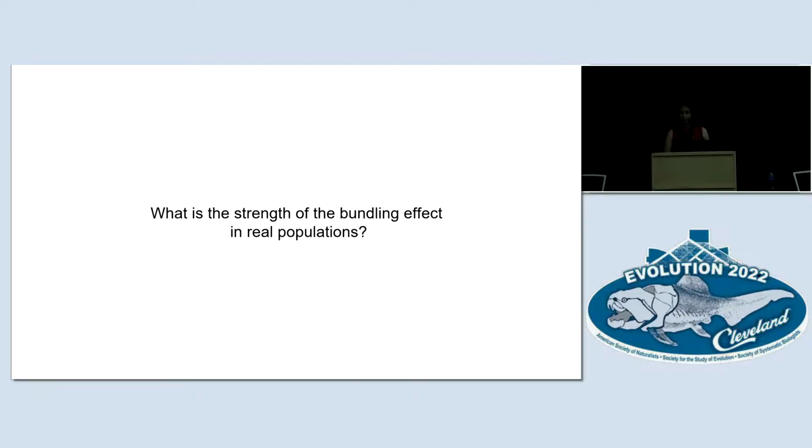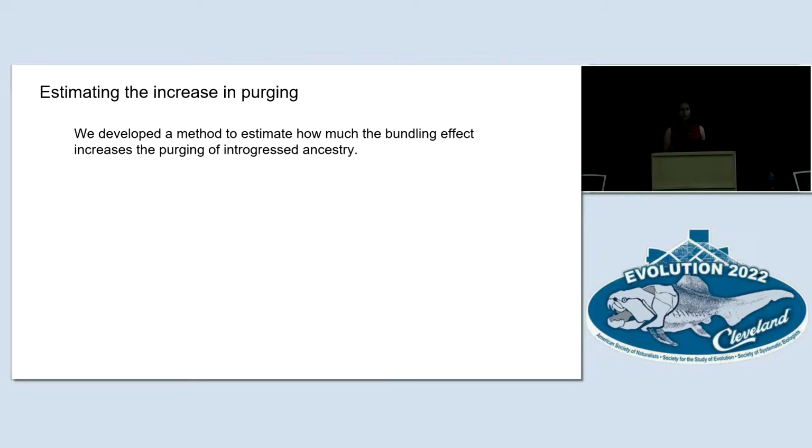So with all this in mind, once we had established the bundling effect was real, we had gotten at its mechanisms, and we'd shown it applies to a variety of evolutionary scenarios, we were really excited to go out and measure the strength of the bundling effect in real populations. And in order to do this, we had to figure out a way to estimate how much the bundling effect increases the purging of introgressed ancestry. So we developed new methods to estimate this impact.